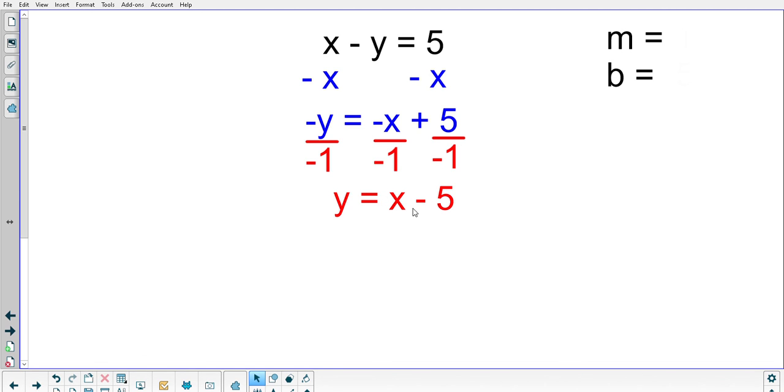So that leaves us with a slope of 1 and a y-intercept of 5.